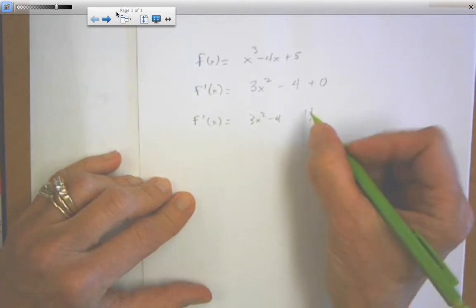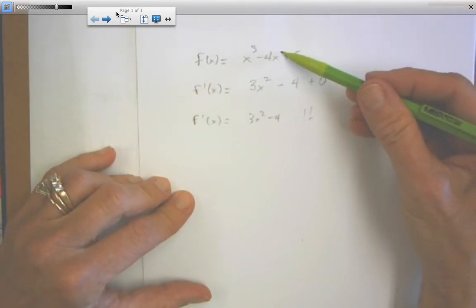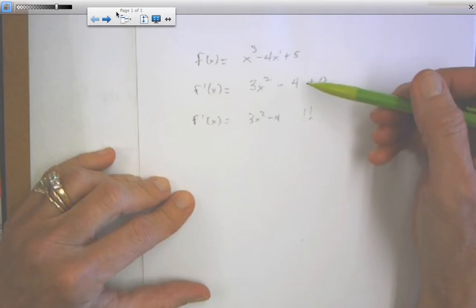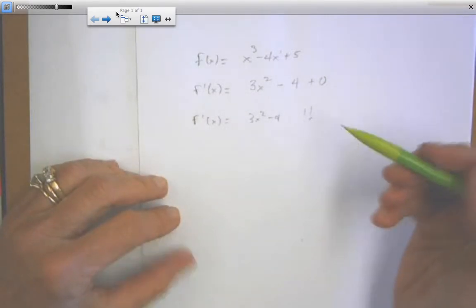So I did that kind of fast. I'm taking for granted, but you realize that the exponent here is 1. 1 times 4 is 4. 1 minus 1 is 0. Anything to the 0 power is 1. So I'm finished with the derivative.